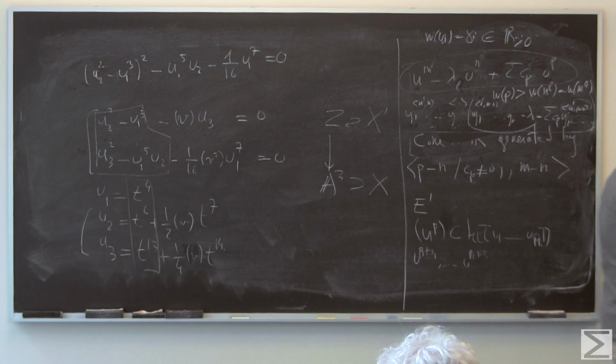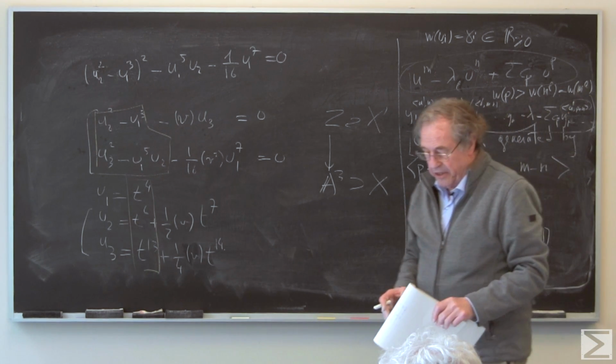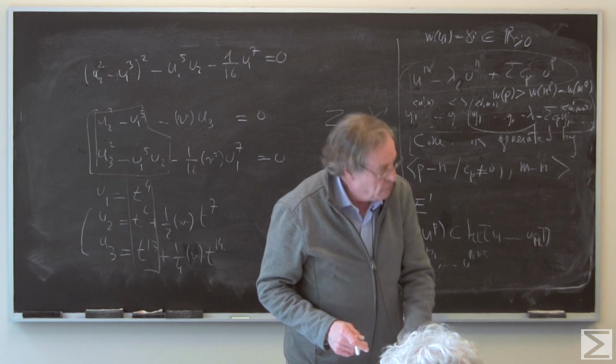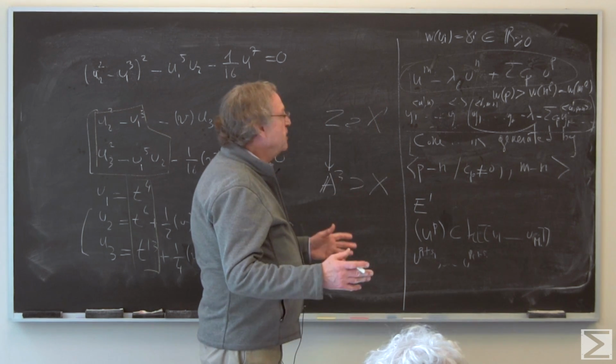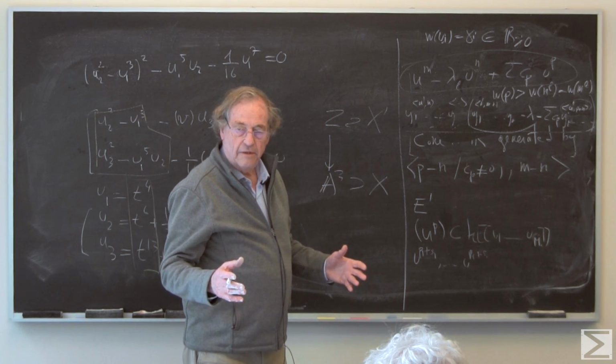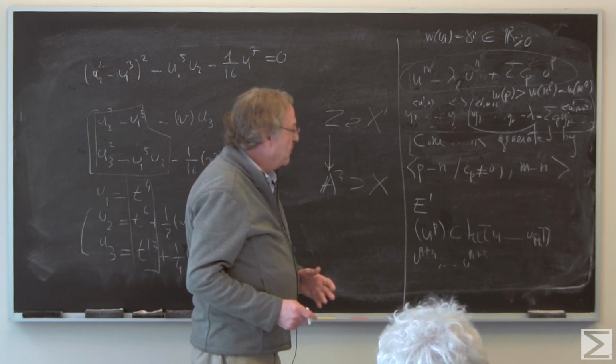So this is how you transform the existence of a toric resolution of a binomial variety into the existence of a toric resolution of certain deformations of the binomial variety. This is what one has to remember.